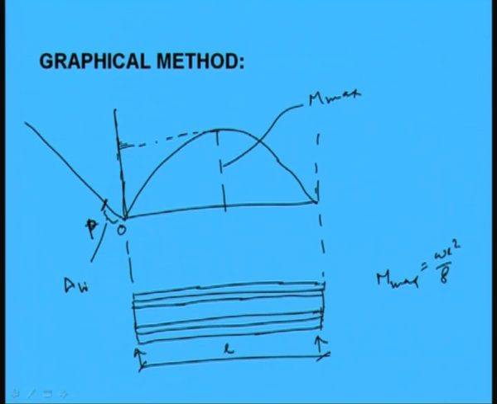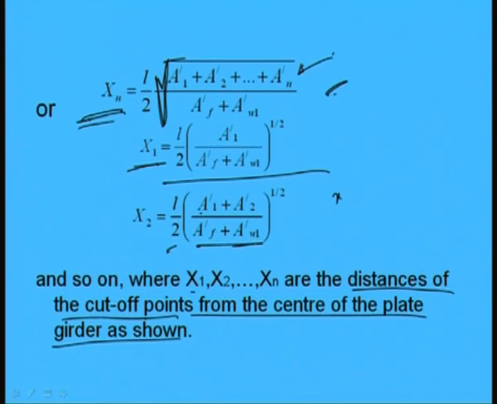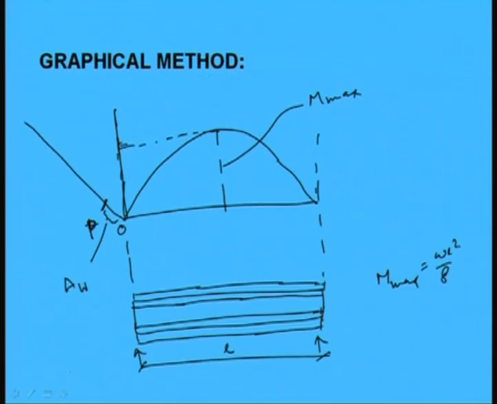Area of this is A dash f plus A dash W1, A dash W1 plus A dash F. Now, the other areas, A1, A2, means of the plates, we can scale like this. Say the other area is like this.